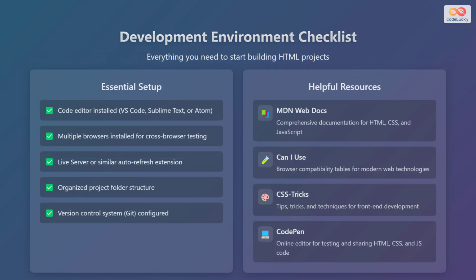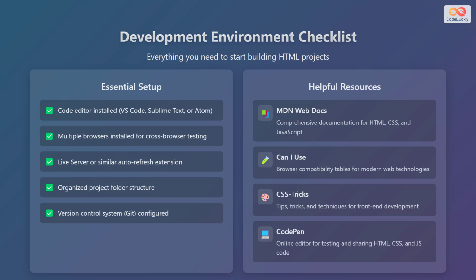Let's go through a development environment checklist. Here's everything you need to start building HTML projects. Make sure you have the following setup: code editor installed such as VS Code, Sublime Text, or Atom. Multiple browsers installed for cross-browser testing. Live Server or similar auto refresh extension. Organized project folder structure and a version control system such as Git configured.